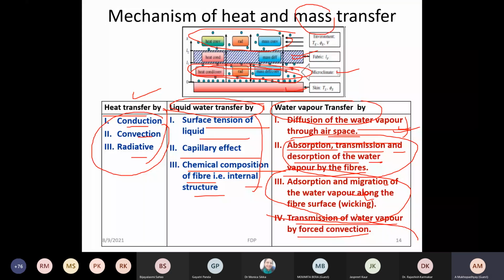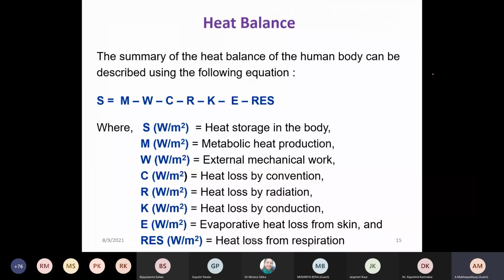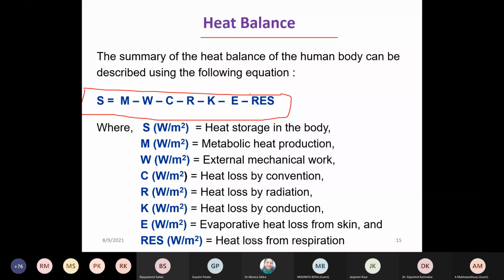Now, whenever I talk about heat balance, this heat balance is very important because it must be maintained. Otherwise the person will die if there is any sort of heat imbalance, either by means of hypothermia or by means of hyperthermia. Either of the two, the person will die because of this lack of heat balance. Now, this is the heat storage in the body.